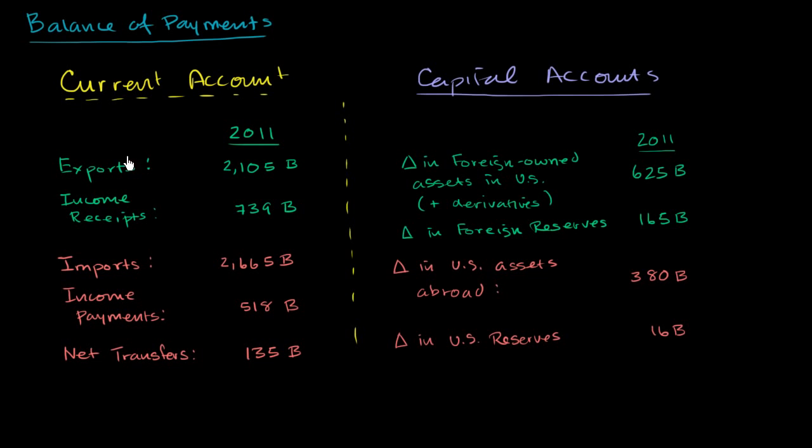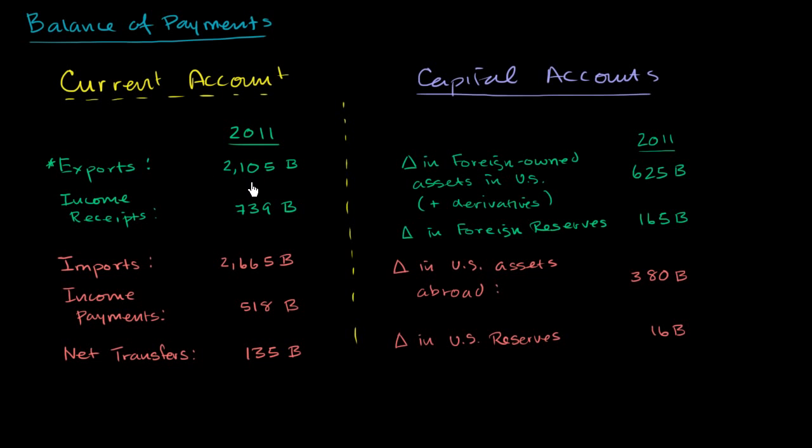So in green, I've had all the reasons why the U.S. got payments from the rest of the world in 2011. So the first one right over here is exports. You could imagine if we are exporting, and this is in billions, so this is 2,105 billion, which is the same thing as 2.1 trillion. If we're exporting $2.1 trillion worth of goods and services, then the rest of the world is going to have to pay that much to us. So this is going to be an inflow. This is going to be a payment.